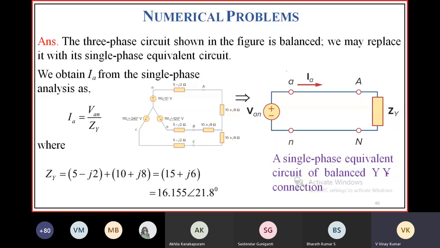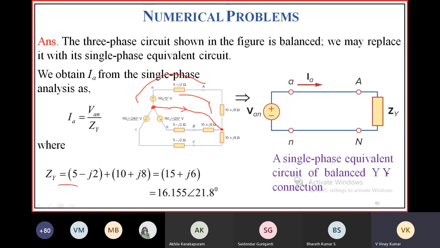So here, after adding these two, Z_Y is equal to 15 plus j6, that is 16.155 at an angle 21.8 degrees. Anyhow, you connect these two points. If it is a balanced system, the current flowing into this would be 0. Current flowing is zero, which means this potential is equal to this potential.